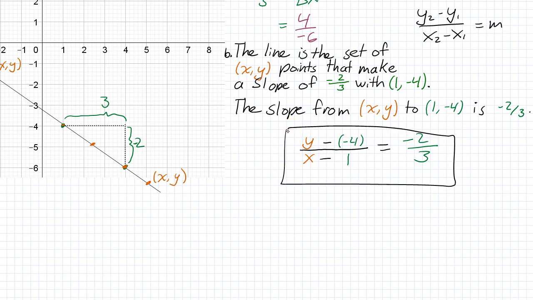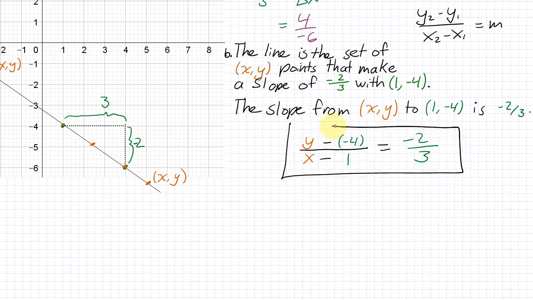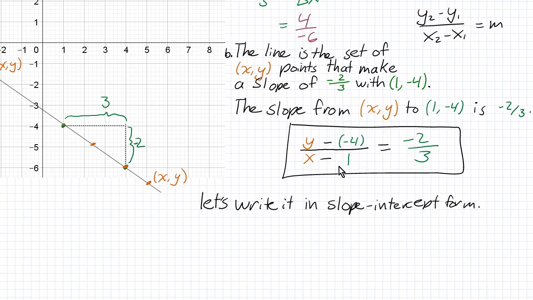It's not the nicest looking one, and I apparently can't properly draw a box. There we go. It's not the nicest looking equation because it has this x minus 1 in the denominator. So maybe let's try to write it in slope-intercept form. We want it to look like y equals mx plus b, but we need to get the y by itself. So the way to start is to get the x minus 1 out of the denominator. The best way to clear denominators from fractions is to multiply both sides by that denominator, like so.